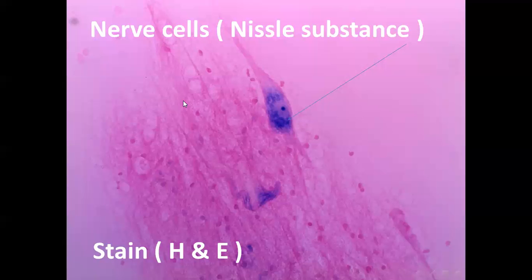Another figure, also this nerve cell, with dendrite and axon. It consists of the nucleus and this basophilic area, the rough endoplasmic reticulum, which is very clear, the Nissl substance. Hematoxylin and eosin is the stain used.